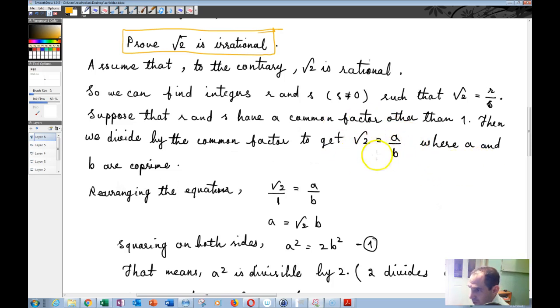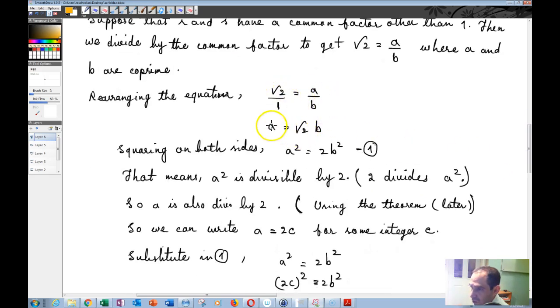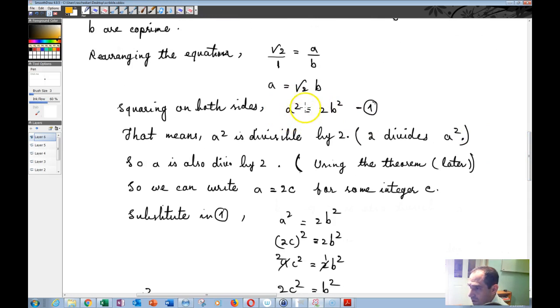So now if you rearrange this equation, you will be able to write this as A is equal to square root of 2 times B, and if you square both sides of this equation, you get A squared is equal to 2B squared. So now what that means is that 2 is a factor of A squared. So by this theorem that we will talk about later, 2 is also a factor of A. So that means that A is divisible by 2, right?